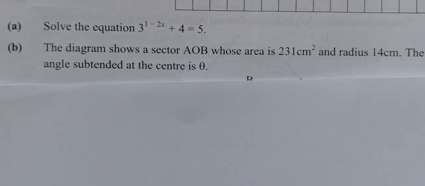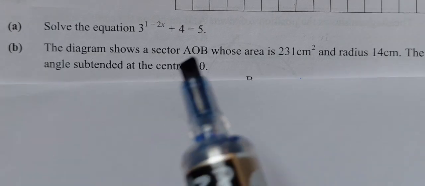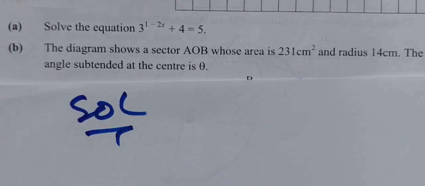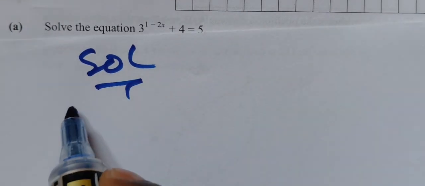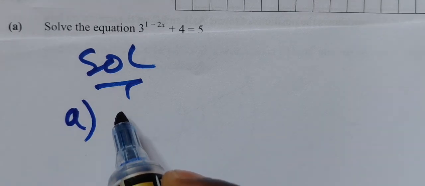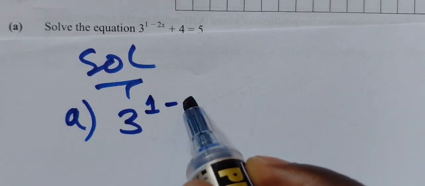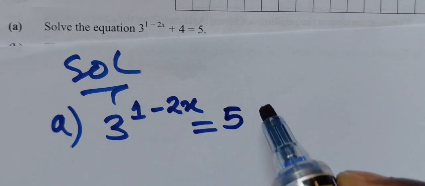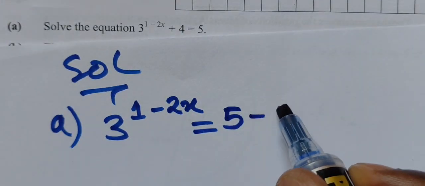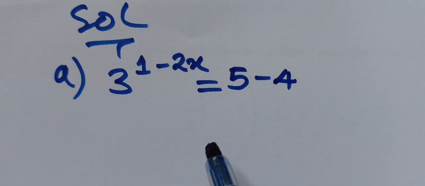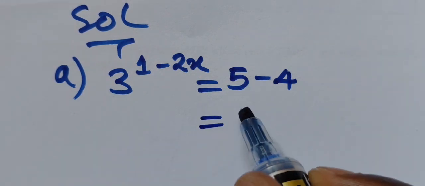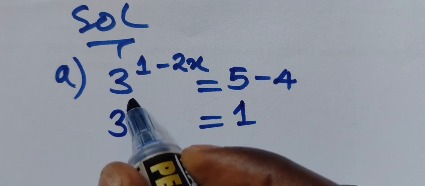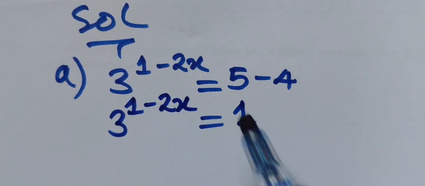So for the solution for this part, I'm going to start by moving 4 to the right side. This will be done as follows. For A, it will be 3 to the power 1 minus 2x equal to 5. Then when we take 4 there, it will be minus 4. And then subtracting what we have here gives 1. And on the left side, we have 3 to the power 1 minus 2x.